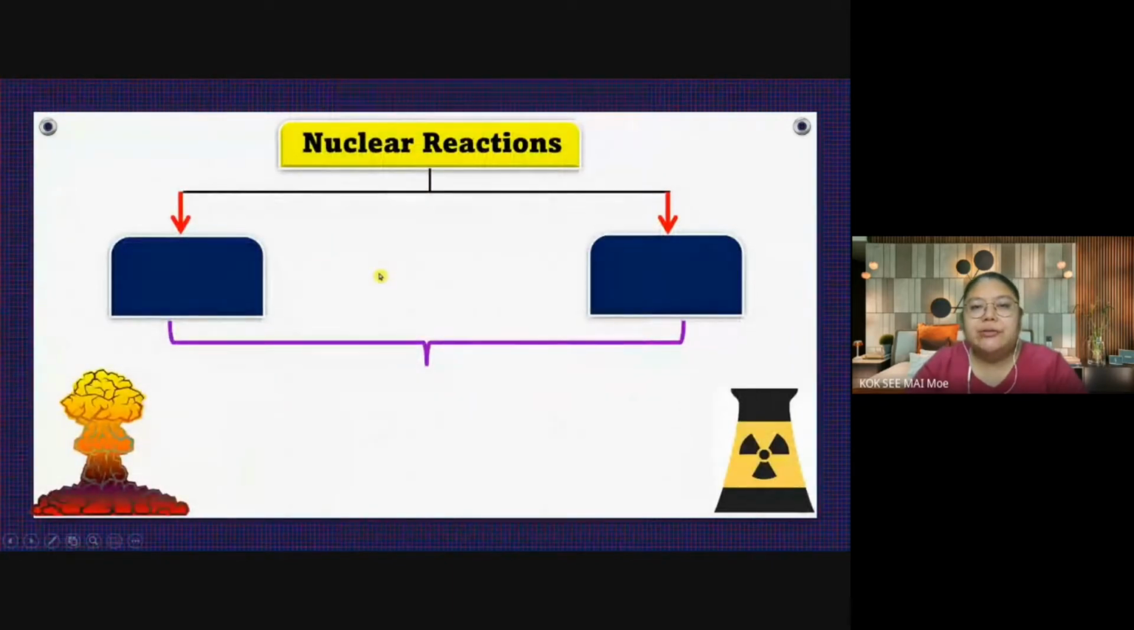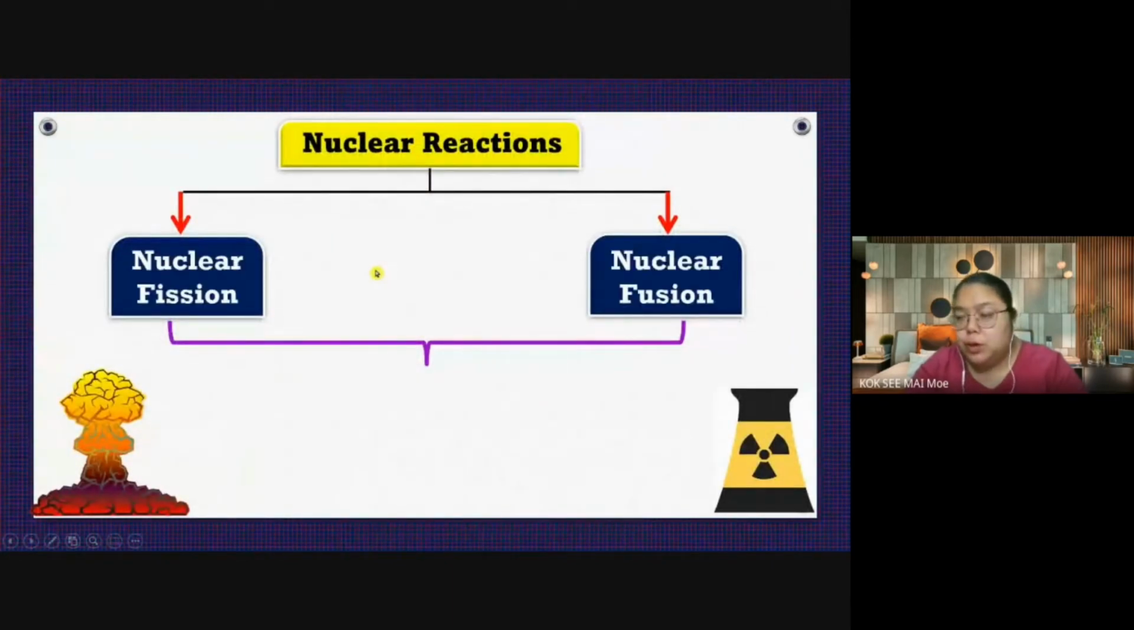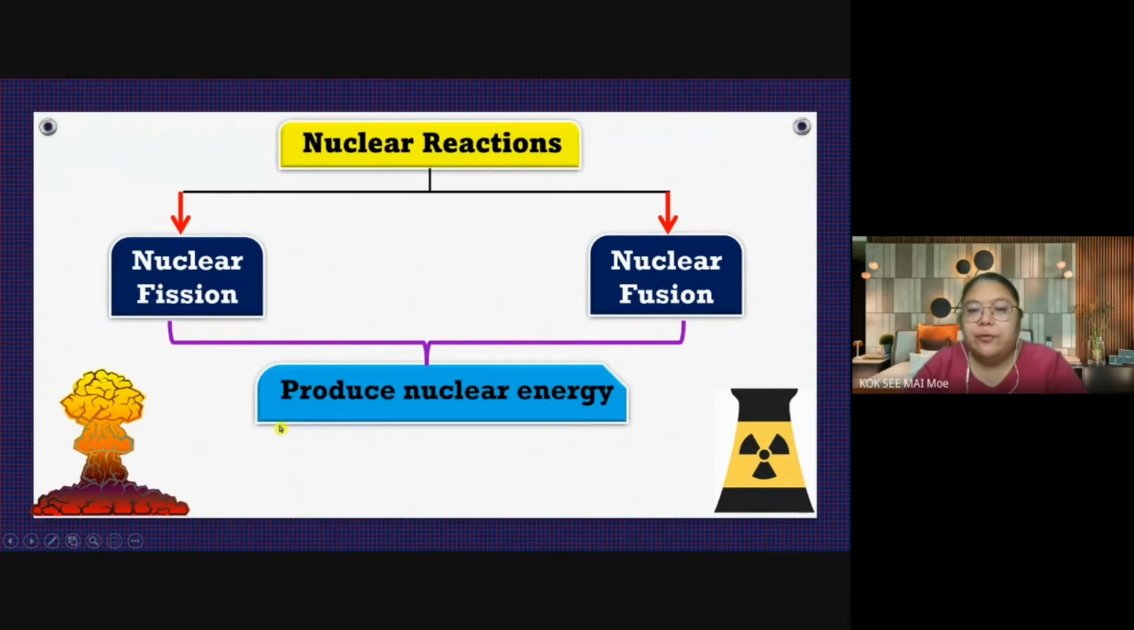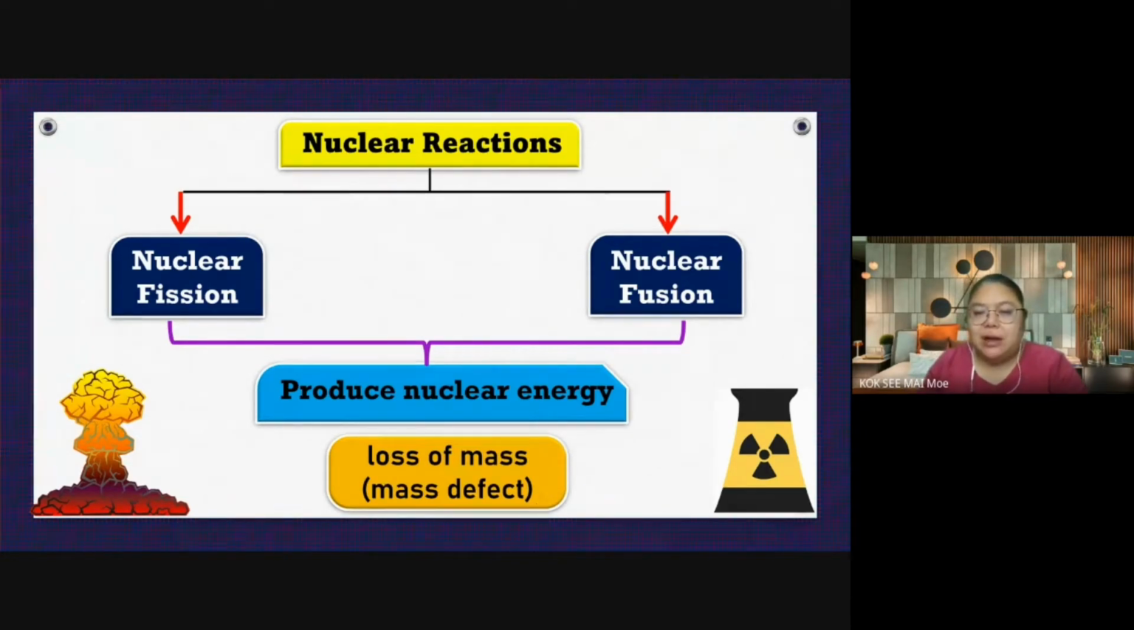So nuclear reactions are separated into two different processes. One is nuclear fission, another one is nuclear fusion. Both also produce nuclear energy. So this one we introduce nuclear activity first. Both will also lose mass. After decay, they surely will lose mass. The lost mass we call mass defect.